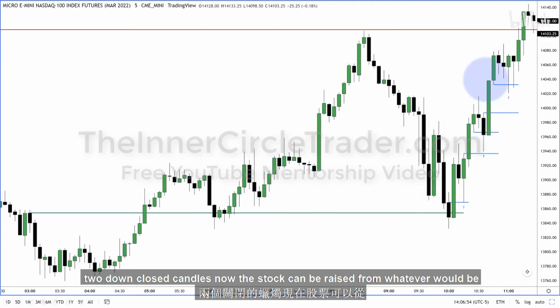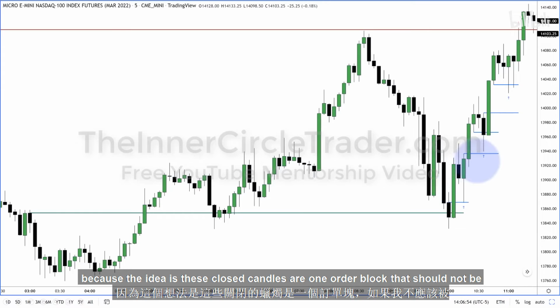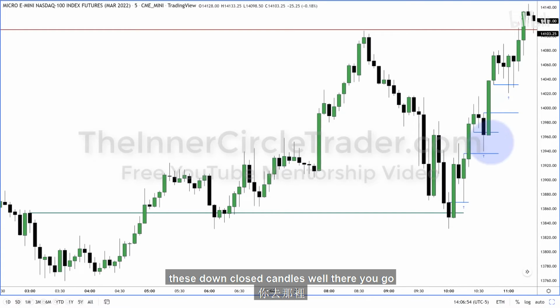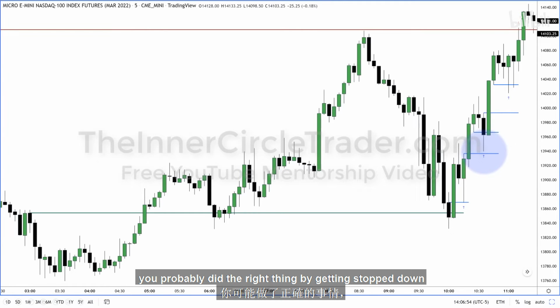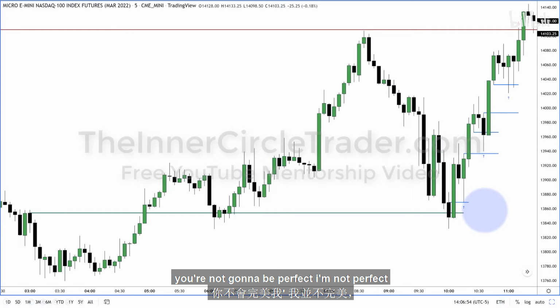The market rallies above, takes out these two down closed candles. Now the stop can be raised from whatever would be below this down closed candle. Now it can be raised below this down closed candle, because the idea is these down closed candles are one order block that should not be violated if it's bullish. If it comes down and breaks the low of these down closed candles, well, there you go. You probably did the right thing by getting stopped out because it might be failing and going lower. How's that for logic?